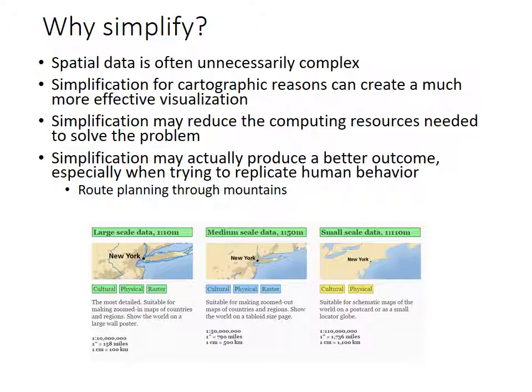And simplification may actually produce better outcomes, especially when trying to replicate human behavior. So if you're trying to, for instance, model the route that human beings might take through mountainous terrain, it turns out that using the highest fidelity elevation model doesn't actually replicate the way that humans think about their environment, because humans' perceptual filters smooth out the environment as it is. So if you want to model the way humans do it, maybe simplification actually gets you closer.